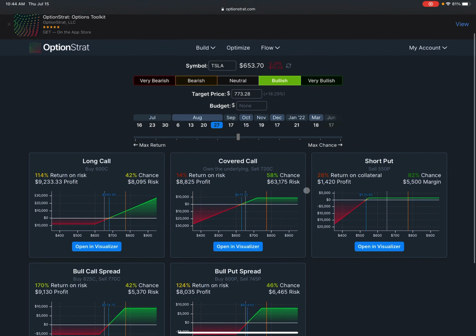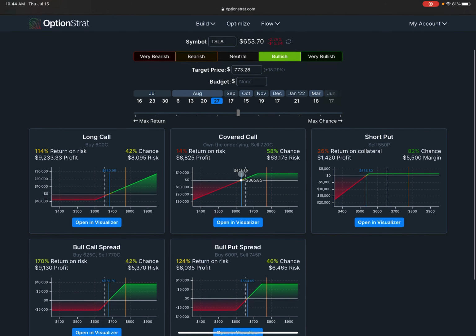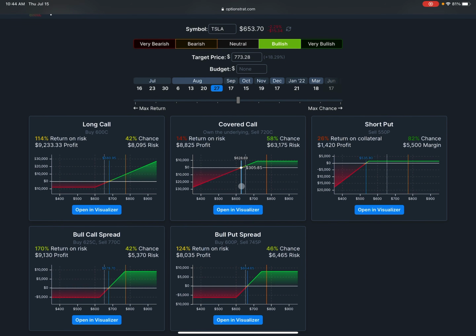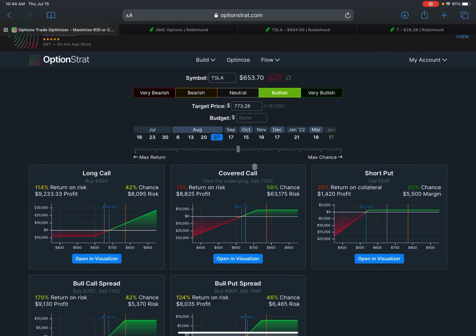Over here you need to own the underlying stock for a covered call. The chance of return is 58%, and you're possibly able to make over $8,000 at a 720 call. So there are a lot of different plays you can make with Tesla, and let's take a look at one more, a neutral stock.